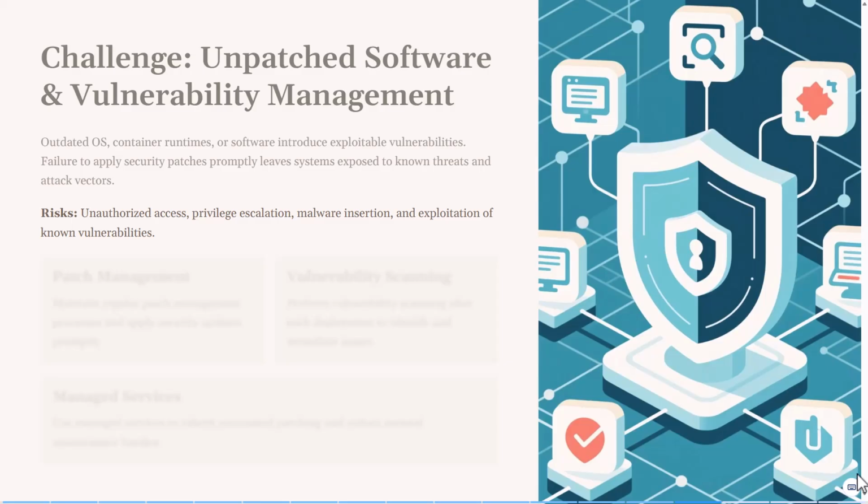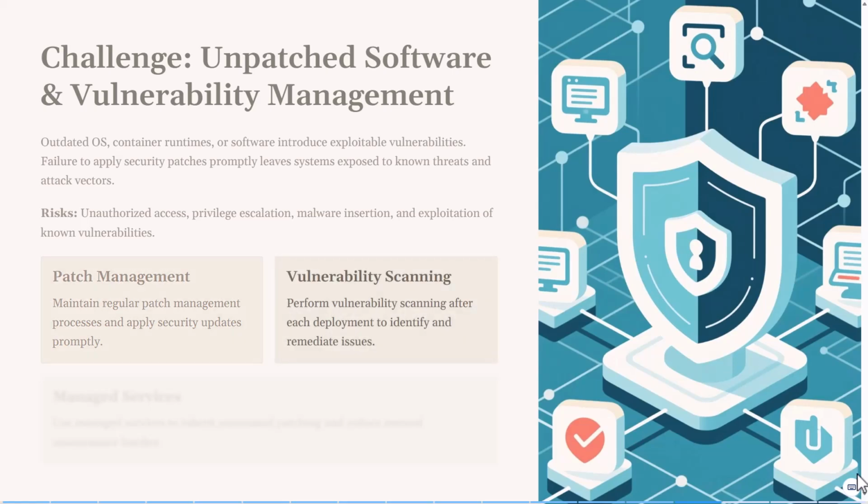Some solutions for this problem are keeping all software up to date by applying security updates regularly. And check systems for weaknesses after every update or deployment to find and fix problems. Also, use cloud services that automatically handle updates and patches so you don't have to do everything manually.